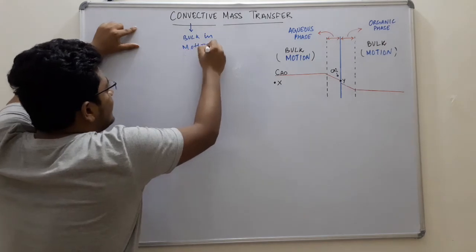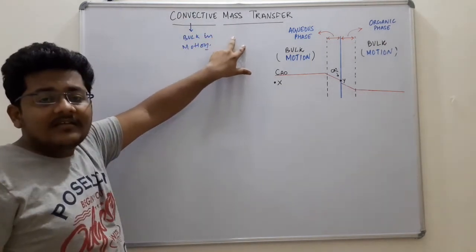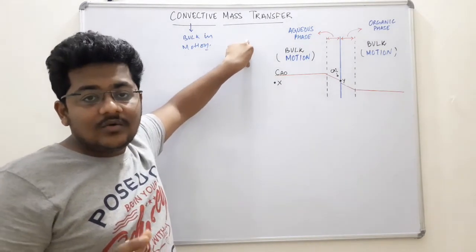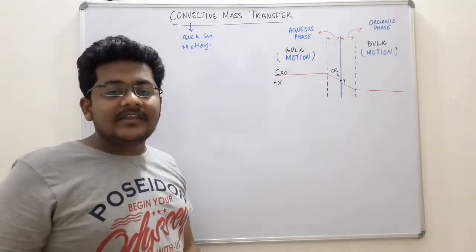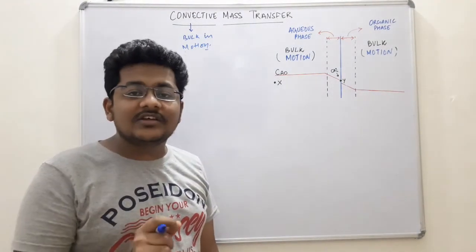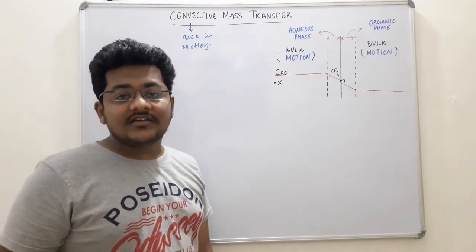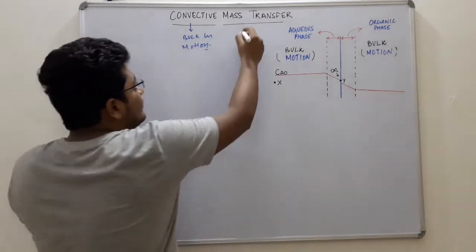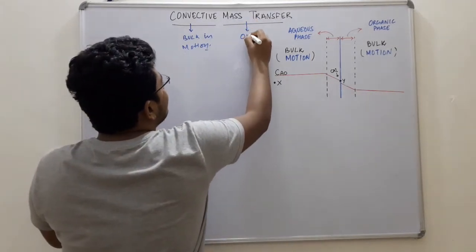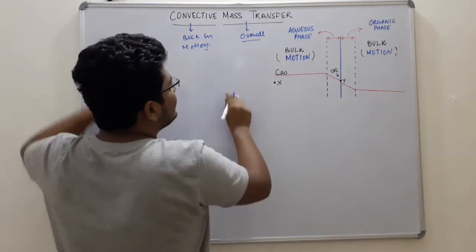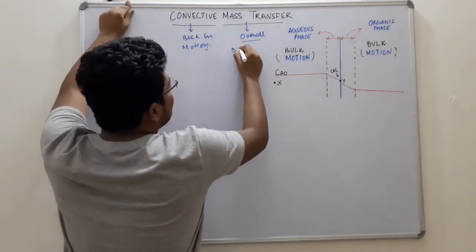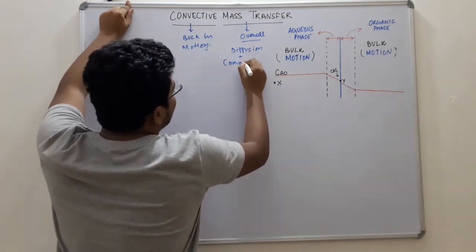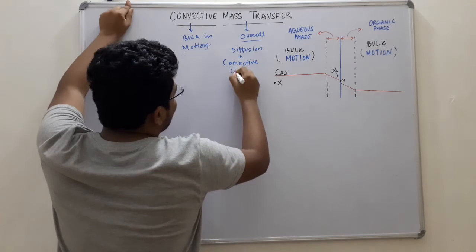And now the mass transfer which is happening is not just happening because of the motion. Okay, the entire mass transfer is not just happening because of the motion. There is a crucial role of diffusion in it, and we studied the same thing in the last video about film theory. So the overall mass transfer which is happening is by diffusion plus convective currents.